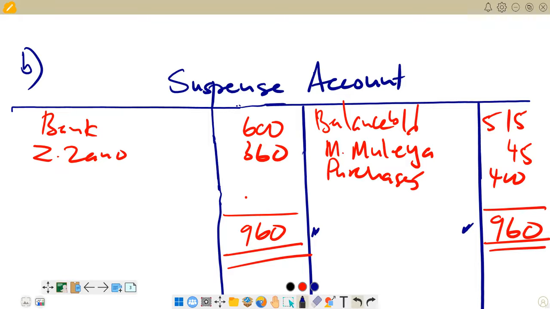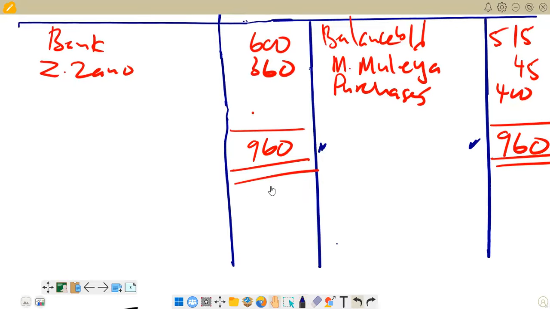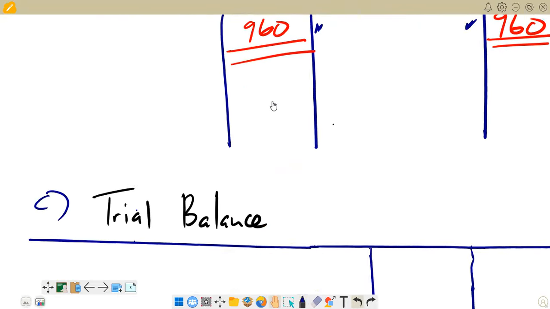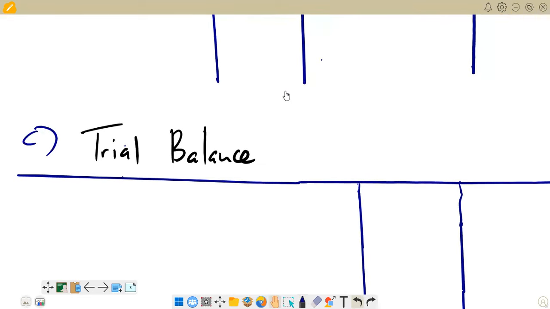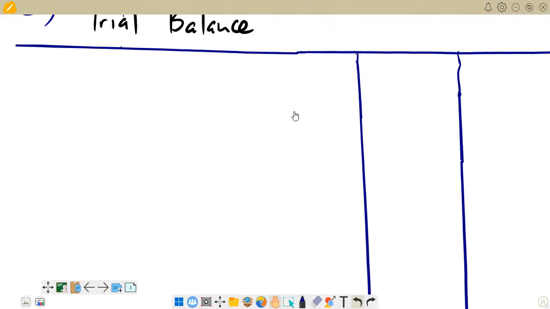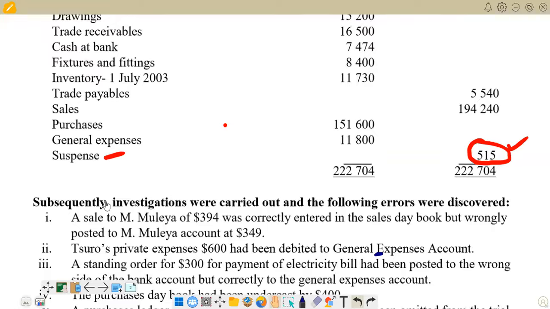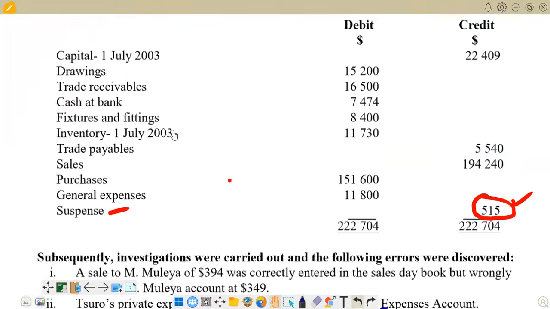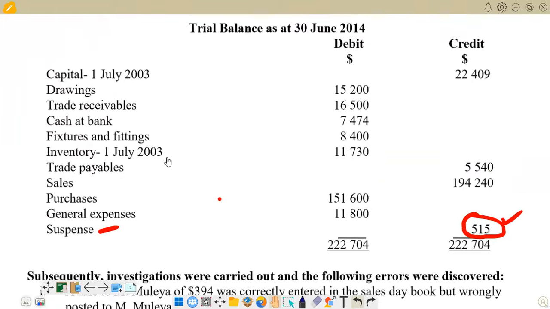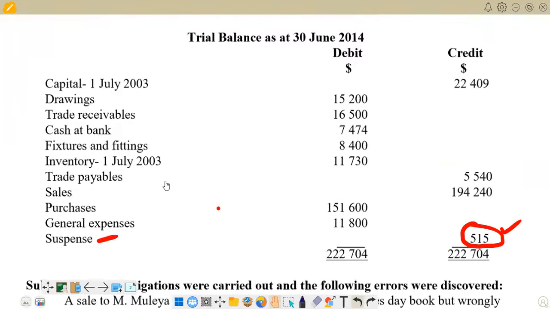Then we go to the last part of the question. The last part of the question requires us to prepare the trial balance now with the correct figures. So what we are going to do, we are going to go to the old balances that we are given in the question, and we go balance by balance. And if it has an error, we have to correct that error and put the correct figure.